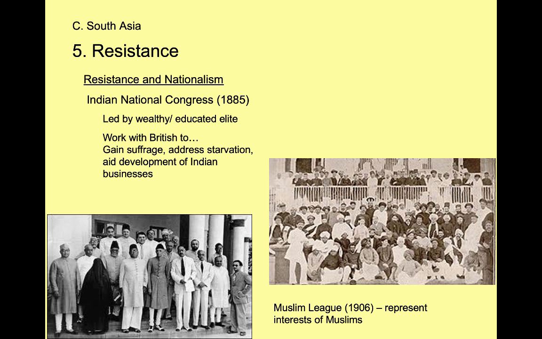Now, eventually India will get its independence from England in the 20th century after World War II. And this Hindu-Muslim split is eventually going to lead India to be split between India, Bangladesh, and Pakistan. But that's another lecture and another time period. But we see it already beginning here.